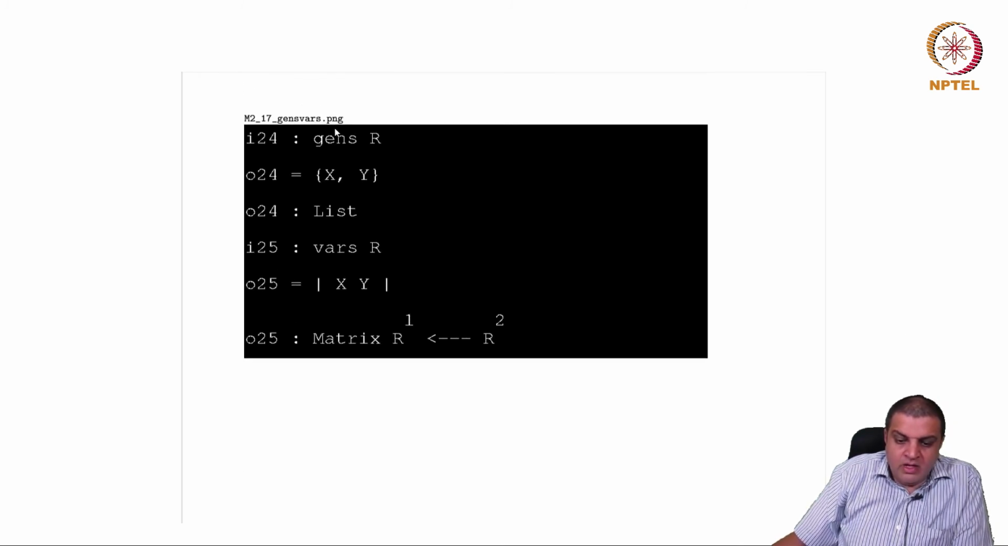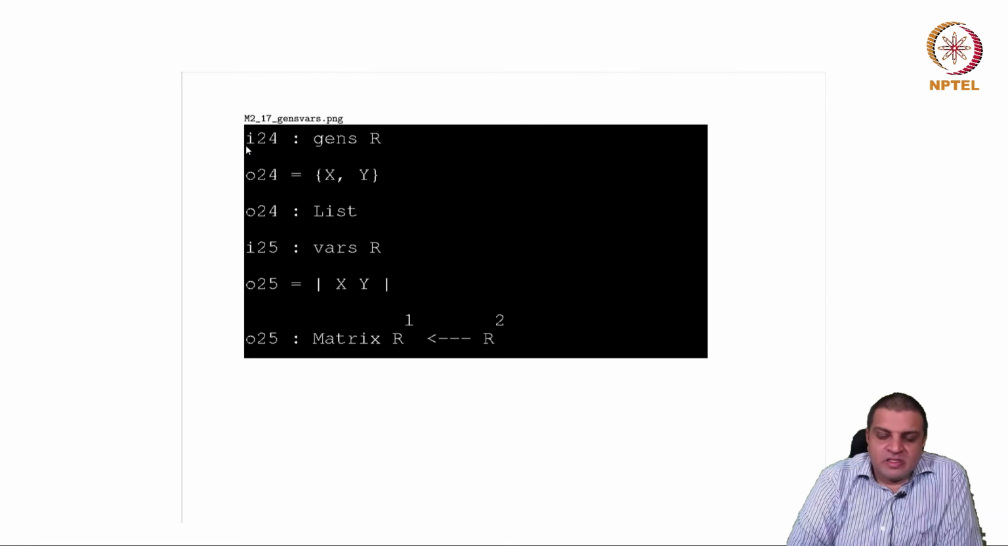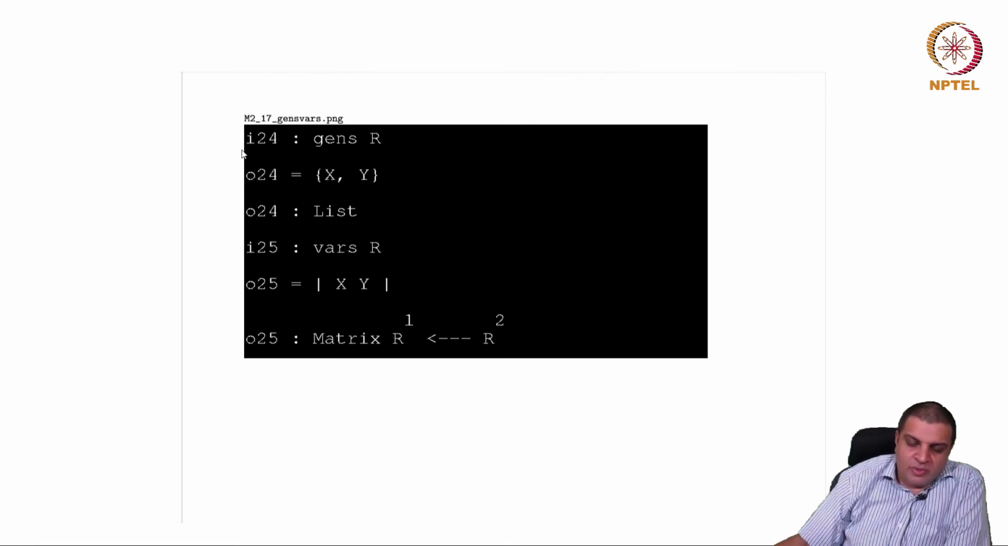Okay. So how do we know what are the variables in a ring, in a polynomial ring? So I ask gens, for generators, gens R. It gives x and y with curly brackets, and it says it is a list. So lists are lists of elements bounded by curly brackets. One can also get this information using a command called vars R, but now it puts the same output in a different fashion. It writes it as a matrix. These distinctions we will not worry about at this stage, but one should keep in mind that such distinctions do exist.